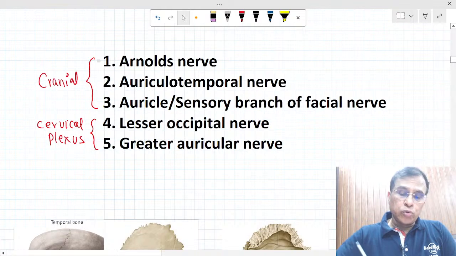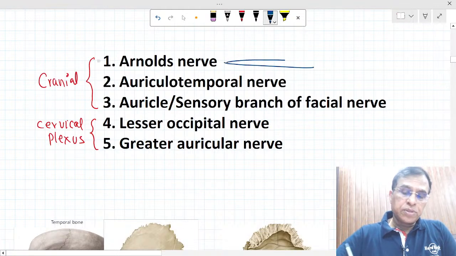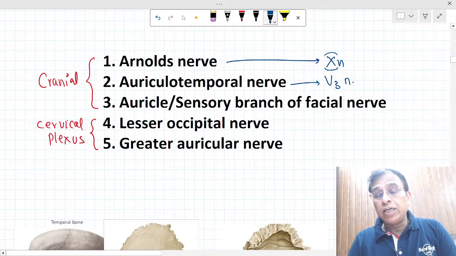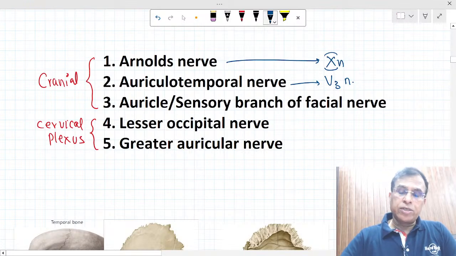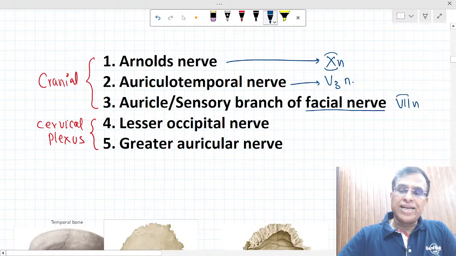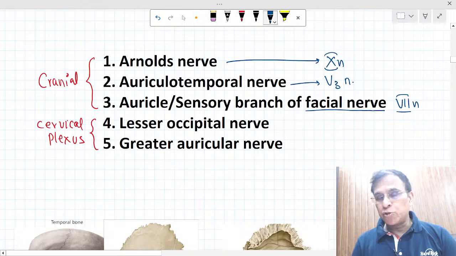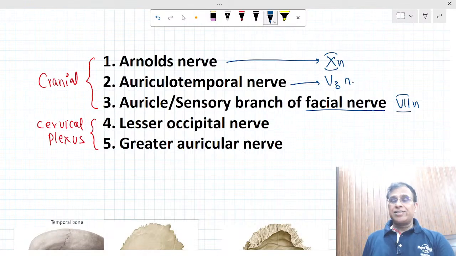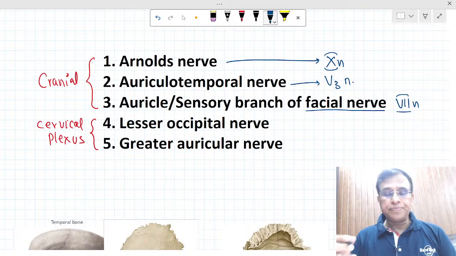So if you remember that way, it might be a slightly easier thing to remember. Arnold's, I just told you, comes from the 10th nerve, isn't it? Auriculotemporal, I am sure you know, is a branch of the V3 nerve, that is the 3rd division of the 5th nerve, the mandibular nerve. And the third one, auricular, is from the facial nerve, the name is given here, which is the 7th nerve. So the 5th, 7th and 10th nerves give branches to supply the canal. And then the 2 from the cervical plexus, lesser and greater. So that's how you remember.